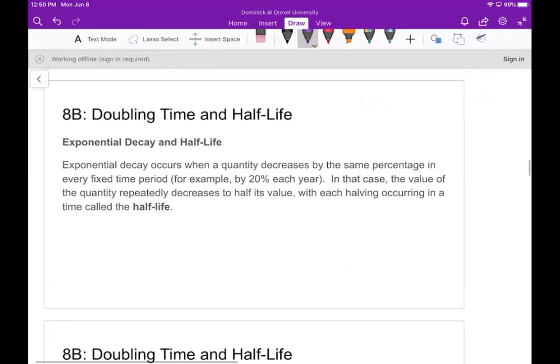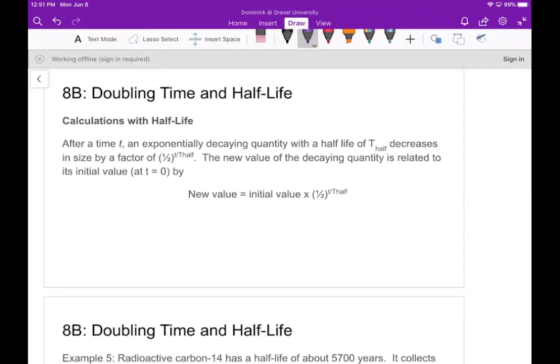Okay, now just as we have doubling time with exponential growth, we can also have exponential decay, which will lead to half-life. Now, exponential decay occurs when a quantity decreases by the same percentage each year, or every fixed time period. And in that case, the value of the quantity repeatedly will decrease to half of its value. And of course, each halving will occur in a time that we refer to as the half-life.